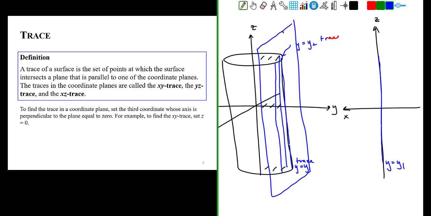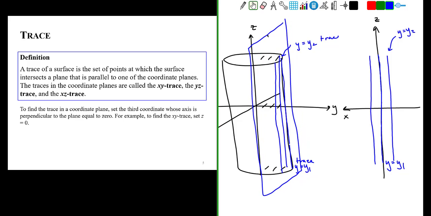If we were to look in our coordinate system here on the right, that might look like this. These two lines correspond to the y equals y2 trace. Well, let's continue moving our plane. Let's move it to the next set of marks.